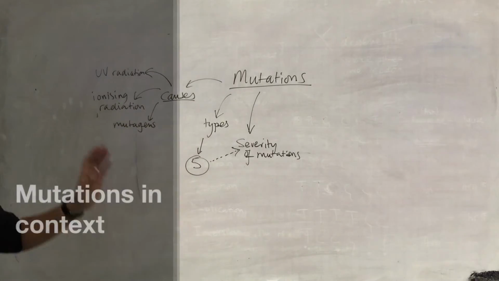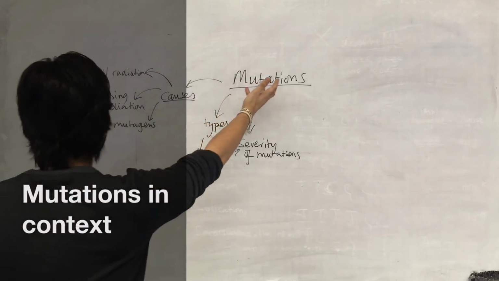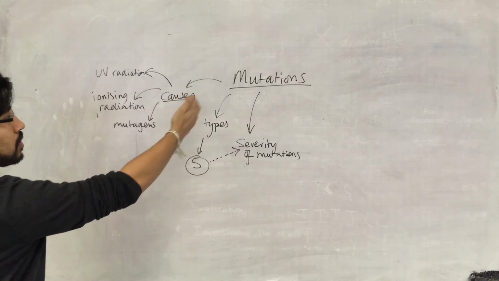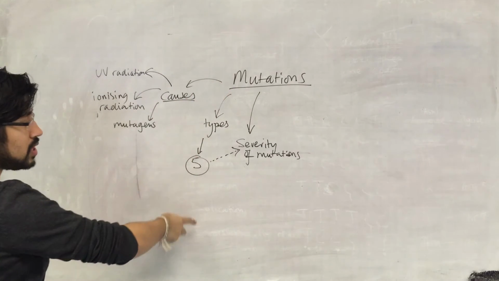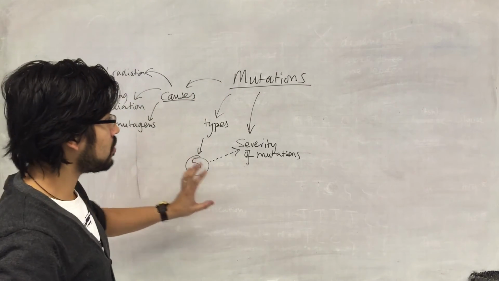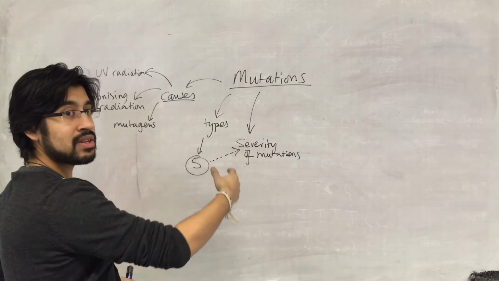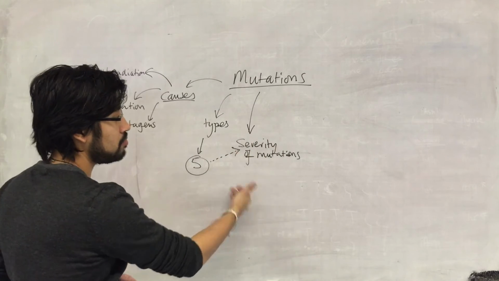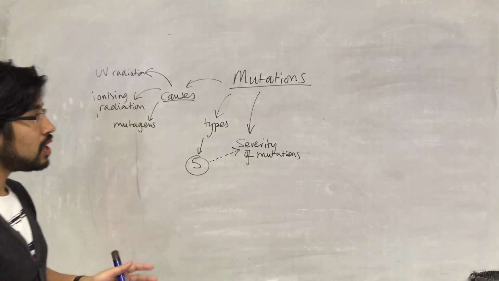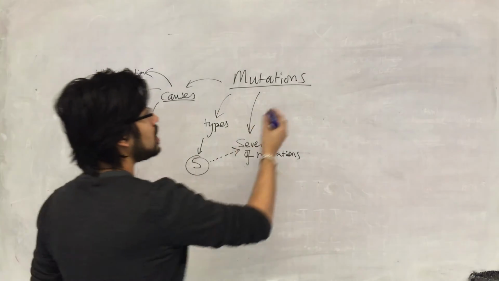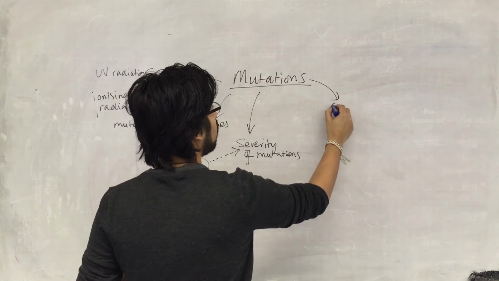Alright guys, so this is where we are now. We've spoken about mutations, what can cause them, we've talked about the different types of mutations there are, and we've also had a look at how severe the consequences or the effects of those mutations are. Okay? We're now going to look at mutations in a kind of wider context.